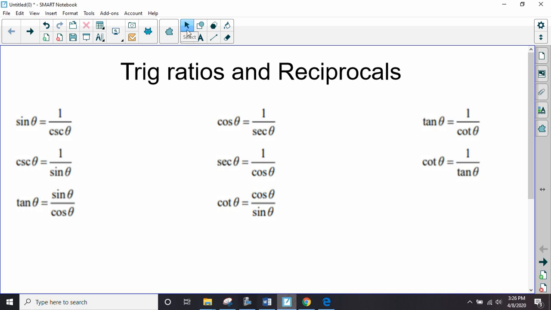We are done with rationals. Hooray. But now we're getting into trig ratios and their reciprocals. This is leading into the unit circle that I know y'all all love.